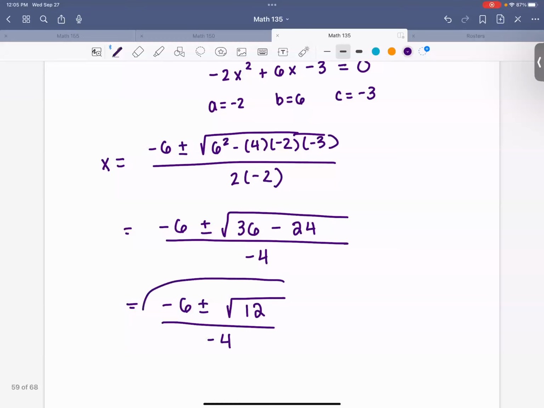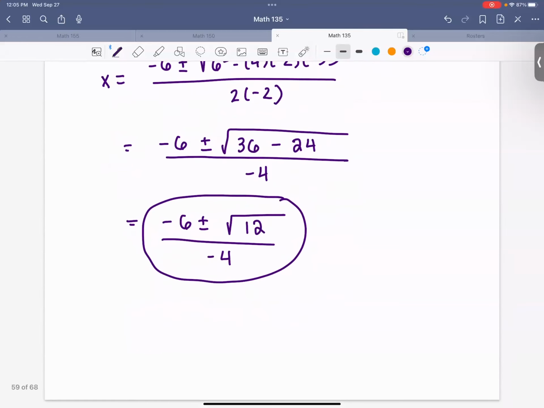So honestly, if you leave your answer like this, I will completely give you full credit for that. That is totally okay. I will show you how to simplify it even more if you want to see it. But this would be fine as an answer.